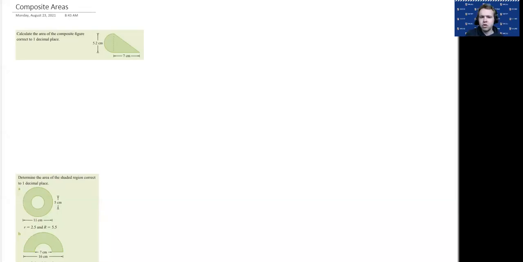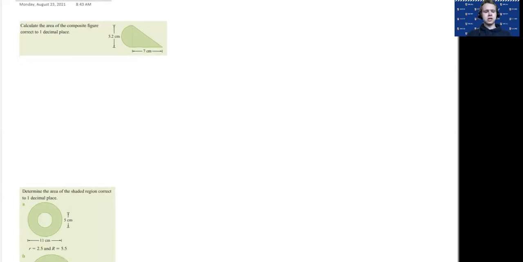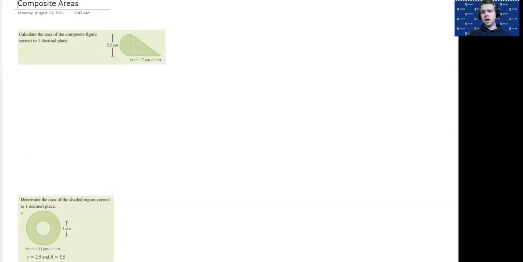Today, we're looking at some more composite areas. Composite is just a fancy word for something that's made up of smaller bits. A composite area is when we've got a shape that's made up of other, simpler shapes. To do this, we need to be pretty good at different formulas.